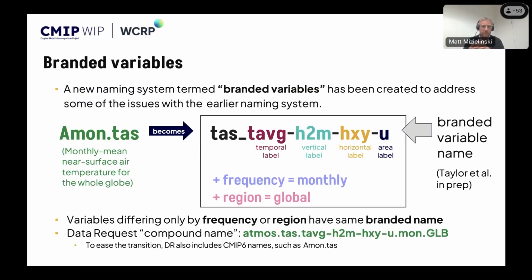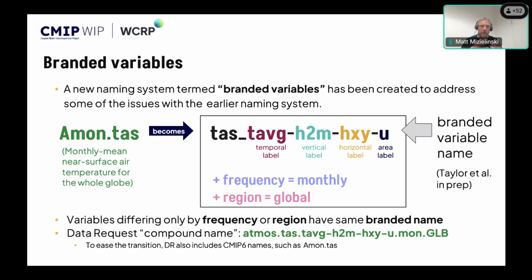A new thing for CMIP7 is the branded variables. This is a new naming system for variables. You may be familiar with the MIP table and variable name we had in CMIP6. So, for example, Amon.tas, monthly mean near surface air temperature for the whole globe. This is being replaced by a branded variable name, which describes the variable itself and then various bits of information about the variable. It's temporal processing, so TAVG denotes a time average, a vertical structure, height 2 meters for this variable, horizontal structure, and a masking area label.